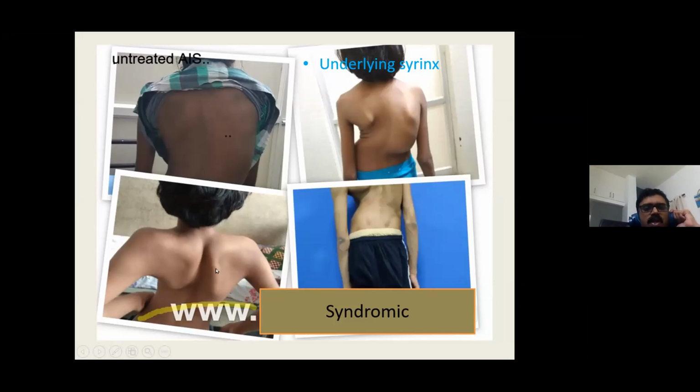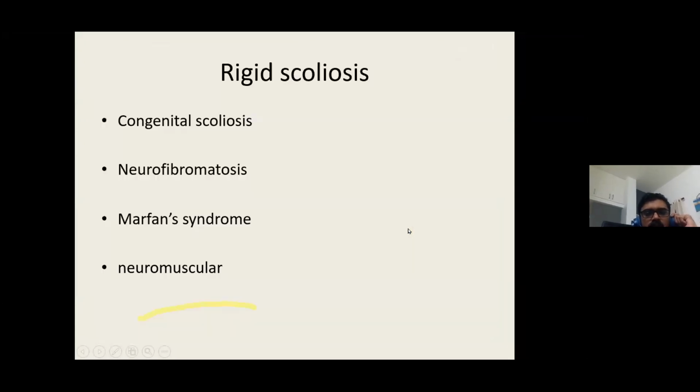Syndromic varieties of scoliosis, like this child with Larsen syndrome, can be quite rigid even from the initial presentation. Other causes of rigid scoliosis: even the curve in a congenital scoliosis, though it can be smaller, can be quite rigid. Neurofibromatous scoliosis can be quite rigid. Marfan's can be quite rigid, and many cases of neuromuscular scoliosis can also be quite rigid.